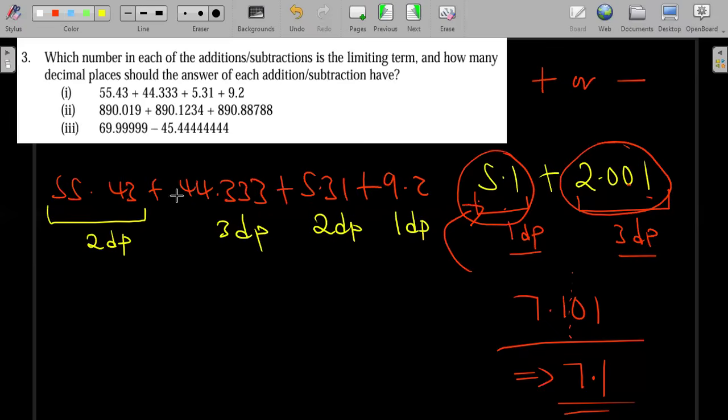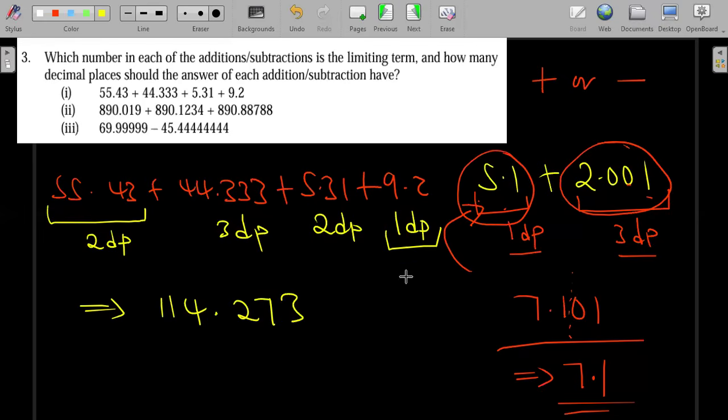So it means when we add all these, the final answer should have what? 1 decimal place. Okay, so you just get your calculator and then you try to punch those values. So 55.43 plus 44.333 plus 5.31 plus 9.2. Okay, so when I punch that on my calculator, I'm getting this value, 144.273. Okay, so this is the answer that I'm getting.